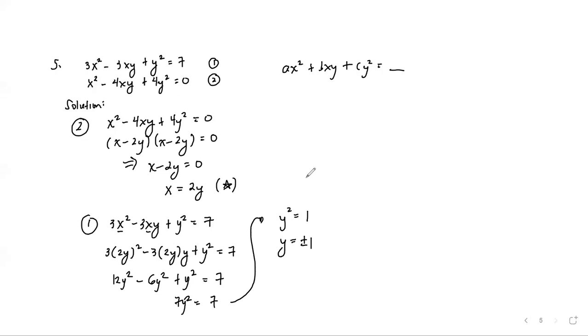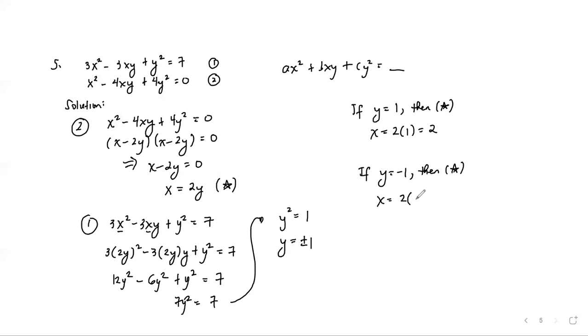So now, using both of those values, if y is equal to positive 1, then the star equation, we get x is equal to 2 times 1, which is 2. And then if y is equal to negative 1, then the star equation will be x is equal to 2 times negative 1, which is negative 2. So our solution set will be the points x equals 2 and y equals 1. And then the other one is x equals negative 2 and y is equal to negative 1.